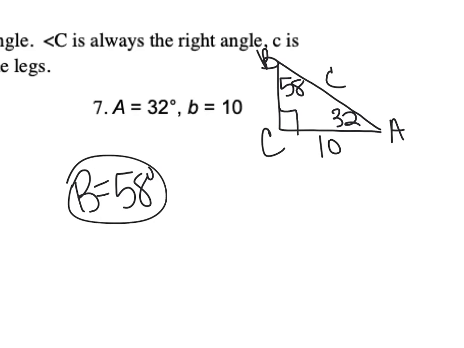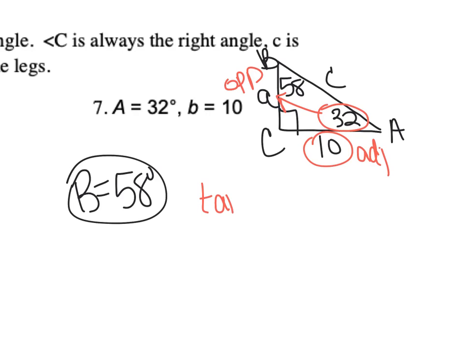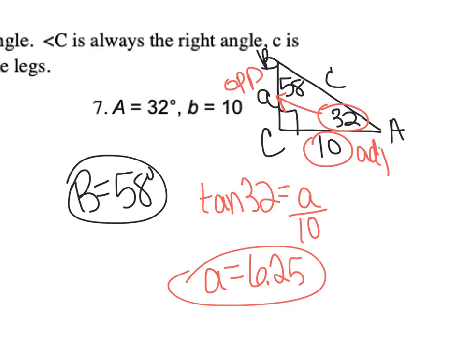In order to find side A or side C, we're going to have to use trig. So if I'm going to find side A, I have a 32 degree angle. A is opposite of it. 10 is adjacent to it. So if I have opposite and adjacent, I'm going to use the tangent of 32 equals A over 10. So I'm going to take 10 times the tangent of 32 and I get 6.25.